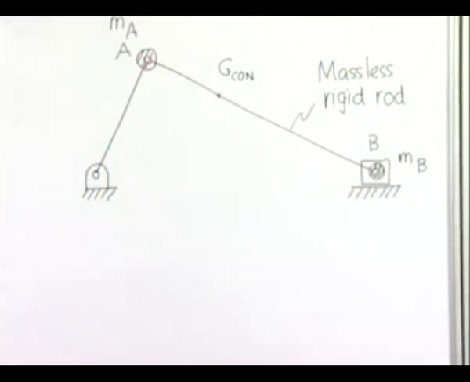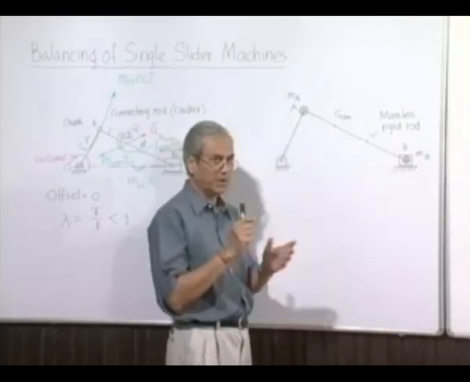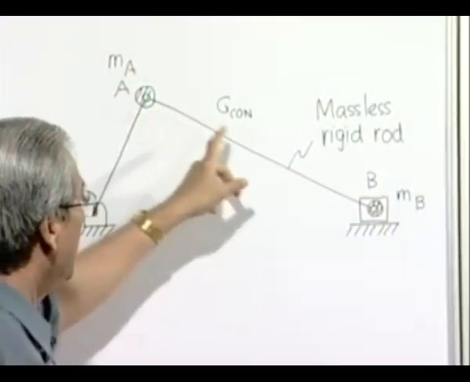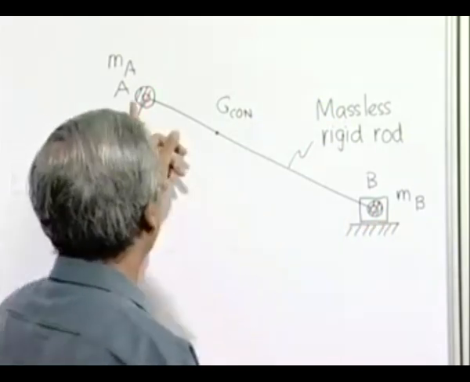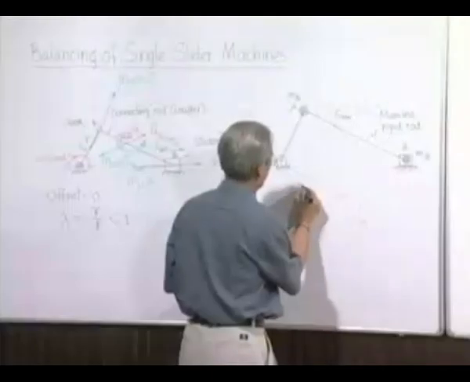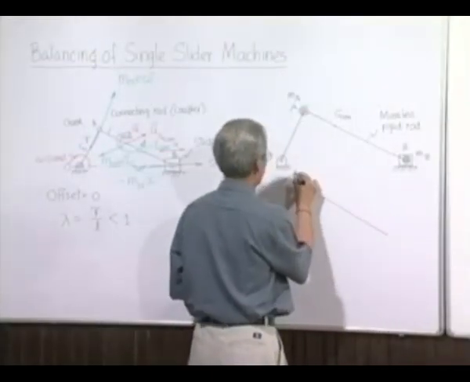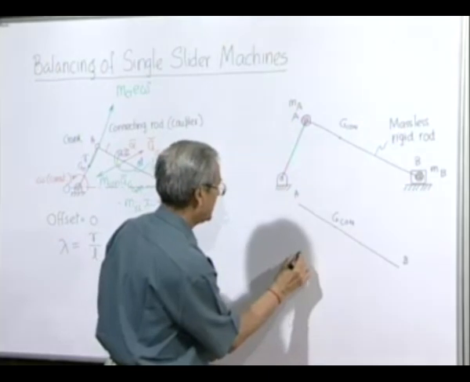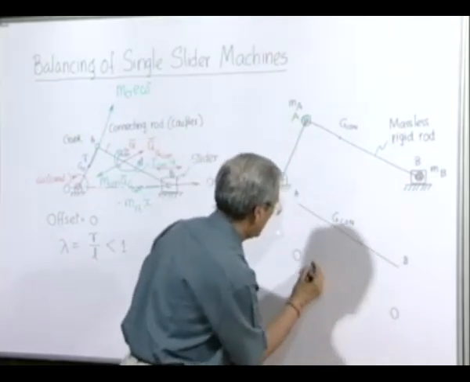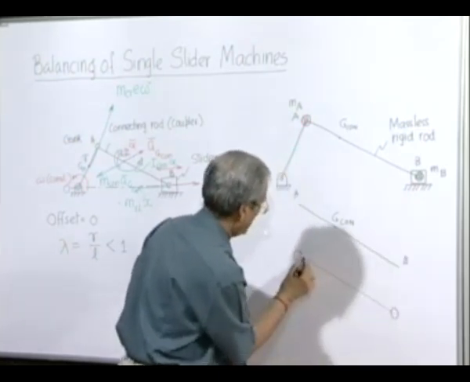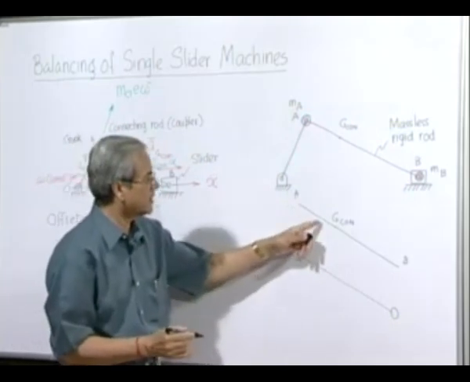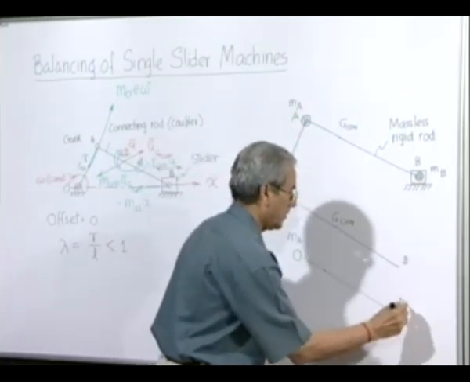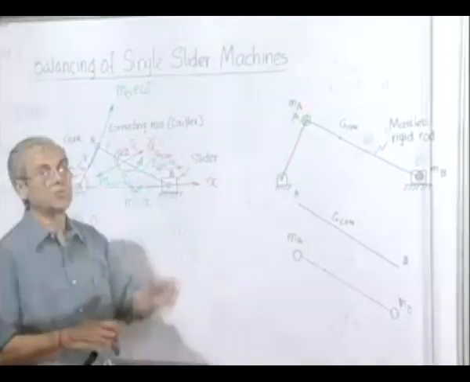So what we have done is we have replaced the actual connecting rod by a hypothetical connecting rod, and the hypothetical connecting rod consists of two concentrated masses, at this end Ma, and at this end Mb, so that this actual connecting rod becomes dynamically equivalent to this, so that this distributed mass here is represented by two concentrated masses. But in doing so, we keep the dynamic equivalence intact.